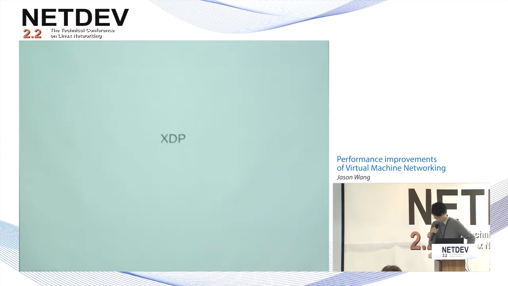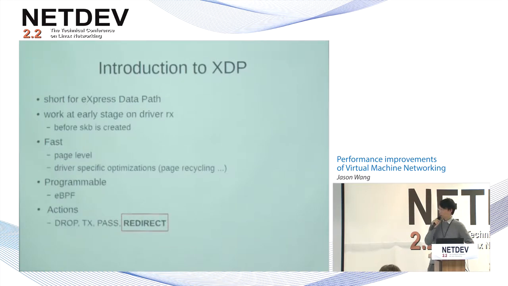Okay, so after learning from the vhost PMD, we switch our attention to the recent XDP. XDP has lots of good stuff. From our point of view, the most important part is the action called redirect. This opens a chance that we can redirect packets between physical hardware NICs and tap in a very fast way.